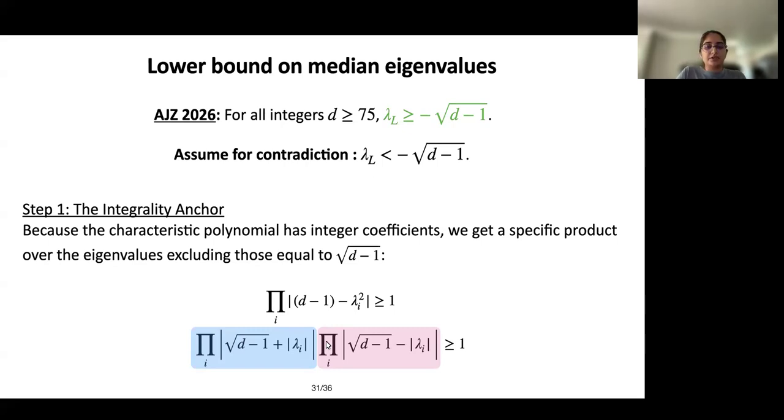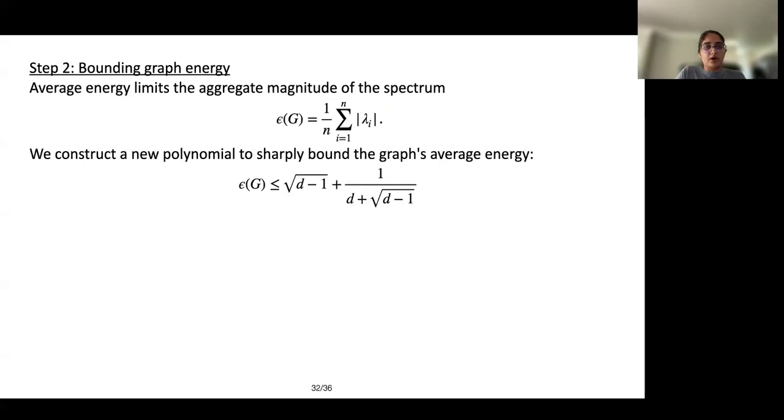So the way we break this integrality argument is as follows. We lean heavily on bounding the graph energy. So what is graph energy? Graph energy is nothing but the sum of all absolute values of eigenvalues. But the average energy is just that divided by the number of vertices.